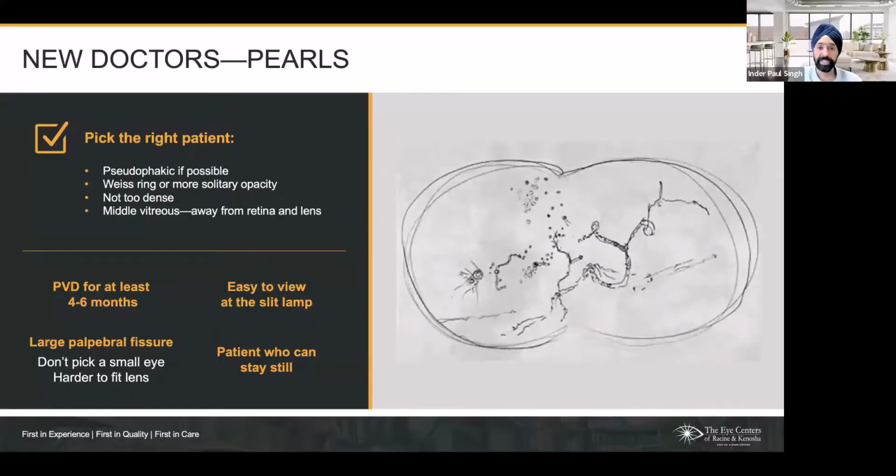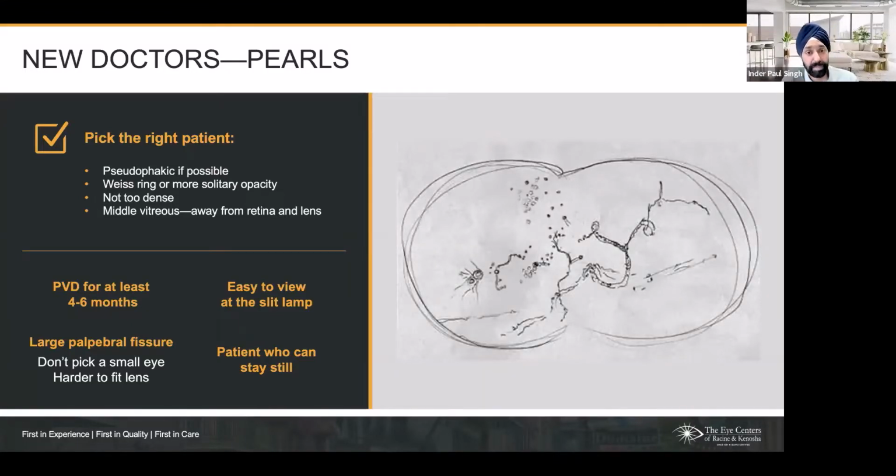Don't treat patients if they had a PVD suddenly. I wait at least 3 or 4 months, as Ahmed mentioned, to let them neuroadapt and also recheck the retina to be safe. Make sure that you have someone who can stay at the slit lamp. I have my technician hold the head still, and make sure you have a nice palpebral fissure so you can put that lens in the eye without the patient squeezing. These are small, simple things.